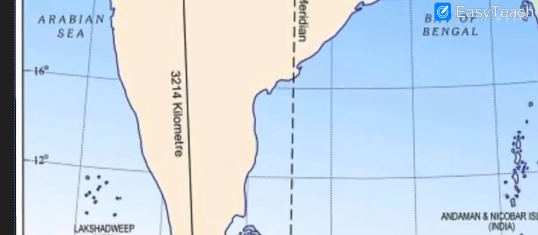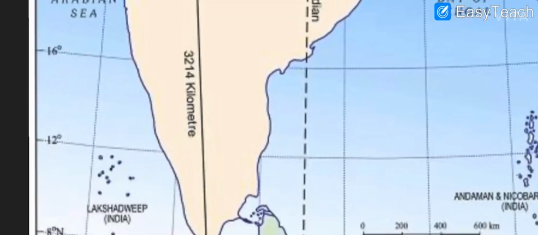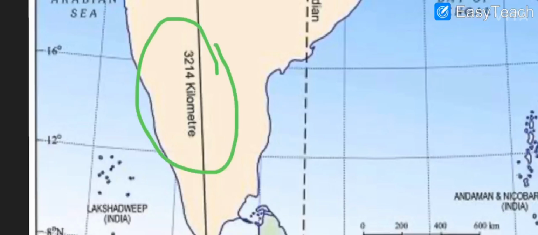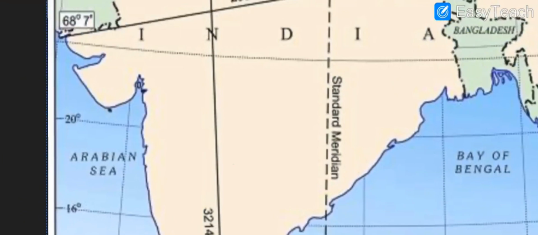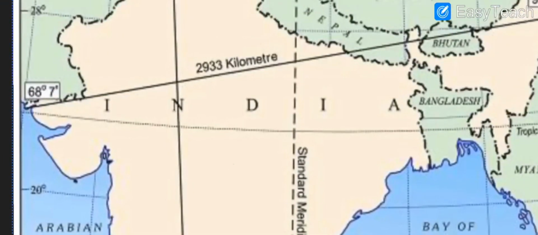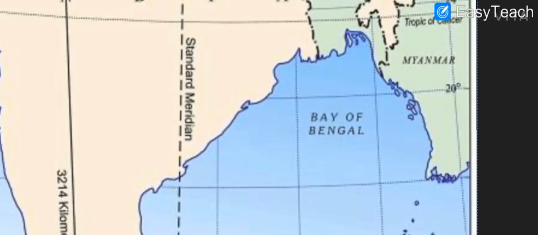This is the longitudinal extent of India: 3,214 kilometers. Come on, repeat it with me and learn it right away. Next, can you see the latitudinal extent of India? 2,933 kilometers. Next, you can see the Bay of Bengal.